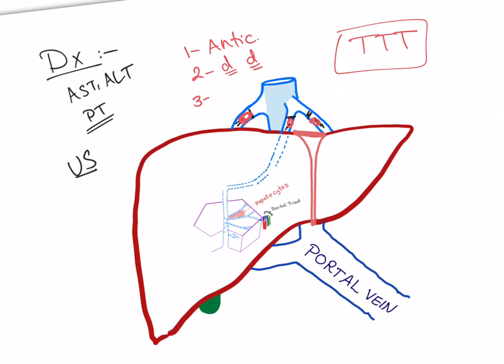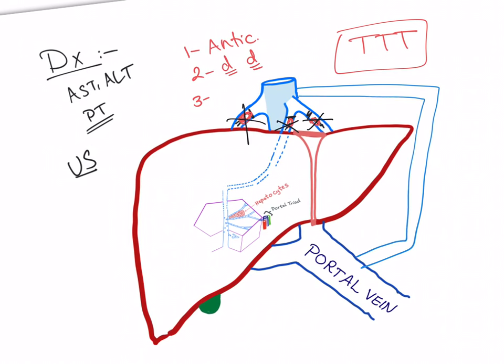Okay, so the problem is that we have thrombosis here. So to bypass all of this, let's make a shunt between the inferior vena cava and the portal vein. Okay, there are two procedures. Number one is TIPS, which is transjugular. We go from the neck and we make a stent from here and down to here.